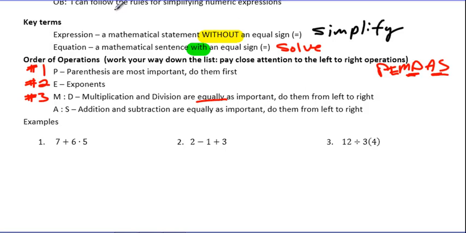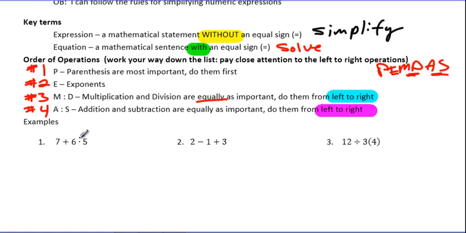Number 3 is multiplication and division, because they are equally as important. So we do them from left to right. Big important idea there. Got to do those from left to right. And then the fourth order of importance here is addition and subtraction. Again, notice they are equally as important, and because they're equally as important, we're going to do those from left to right. Okay, so let's go ahead and take a look at our first set of examples that we have.